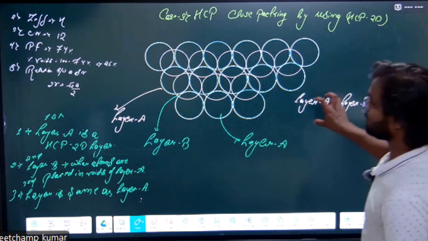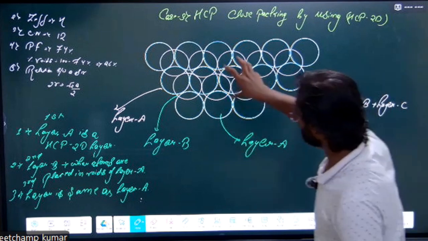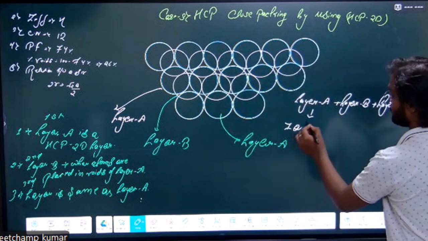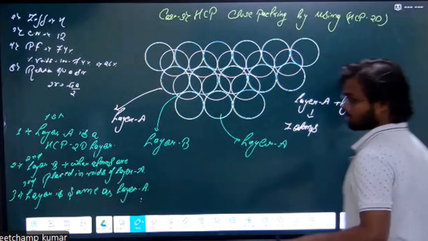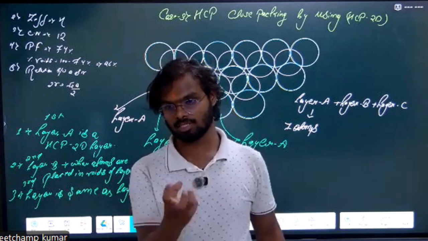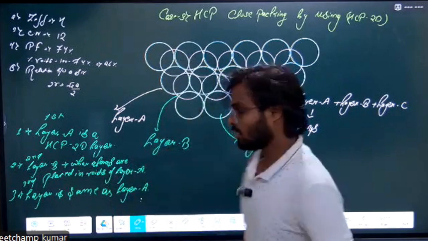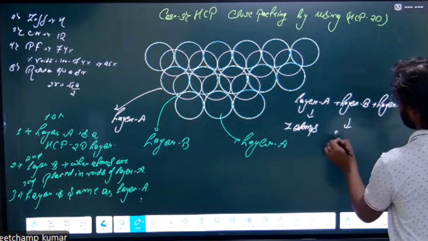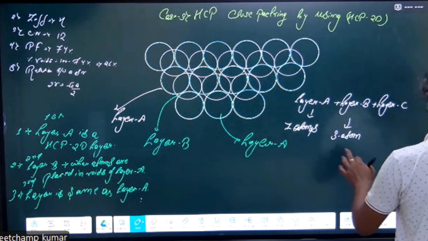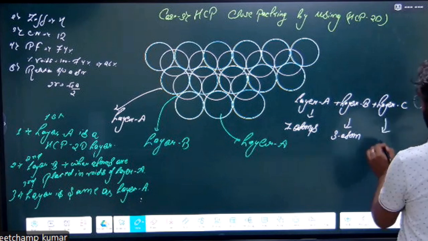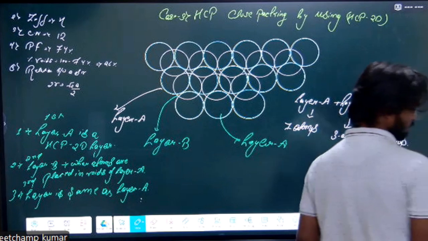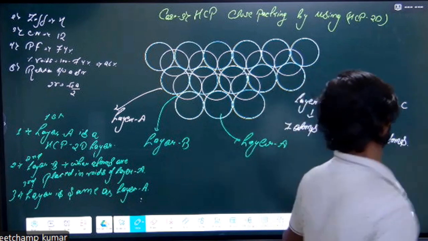So what is in layer A? See, in layer A, if you take the unit cell, you will get 7 atoms: 6 atoms at the corners of the hexagon and one at the body center. In the middle, in layer B, you will get 3 atoms at the body center. And then we have layer C. Again, we have 7 atoms. So this is called an SCP unit cell.